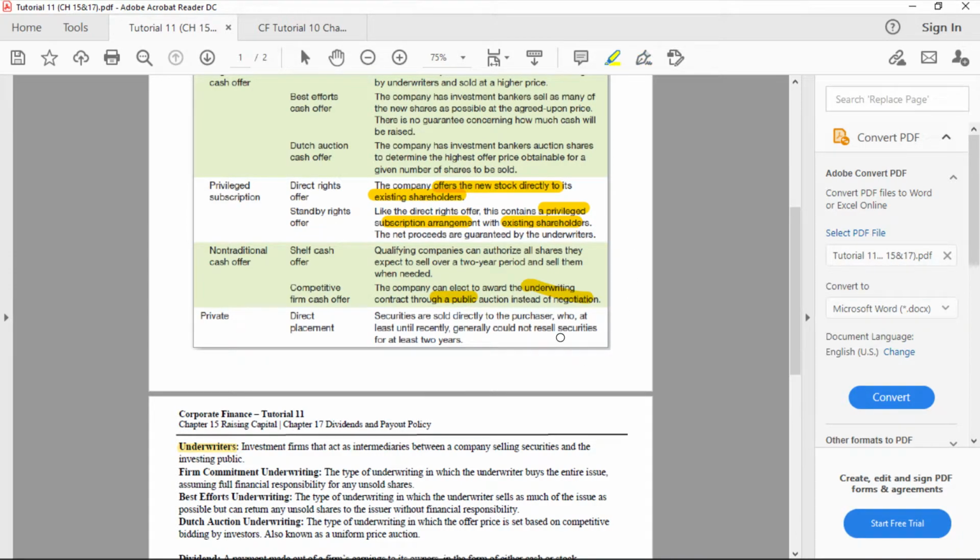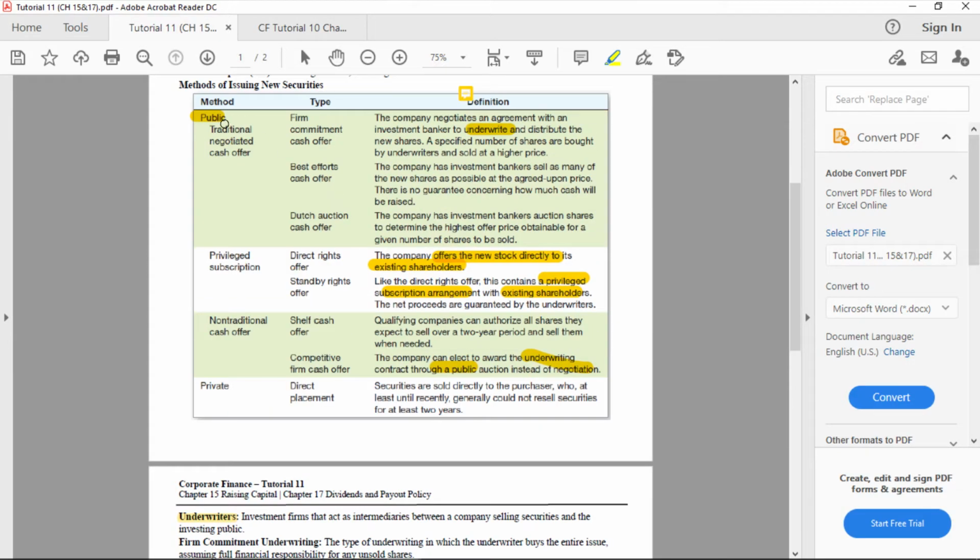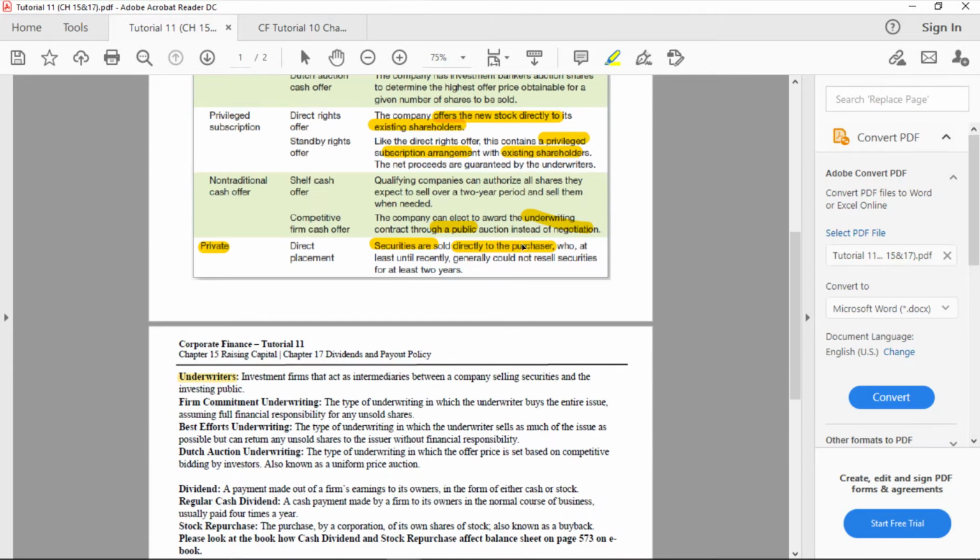So it went into auction. There are three methods of public offerings, as you can see, but in terms of private offerings, there is only one type, called direct placement, in which the securities are sold directly to the purchaser. So this goes through negotiation, such as over-the-counter negotiation. So that's how they differ.